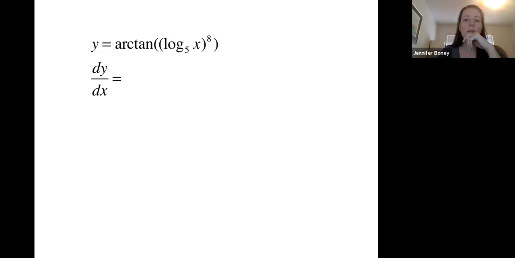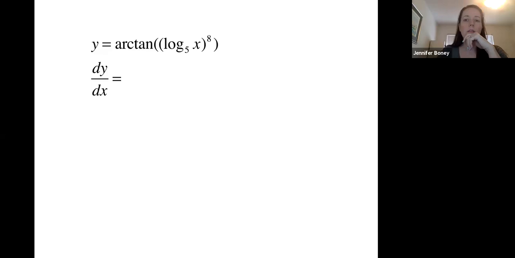All right, so we've got a function here that, maybe you can tell by looking at this, needs a whole bunch of chain rules. Again, look at the overall structure. I've got an arctangent on the outside. This one with lots of parentheses is easiest to identify that way. It's an arctangent of a log function that's raised to the 8th power.